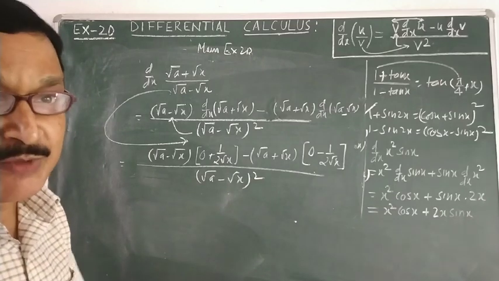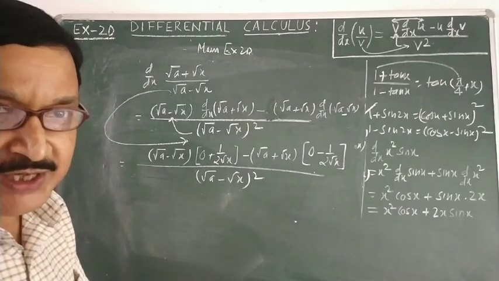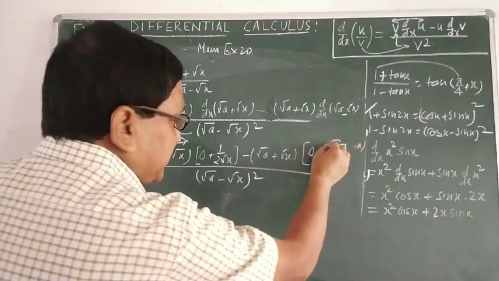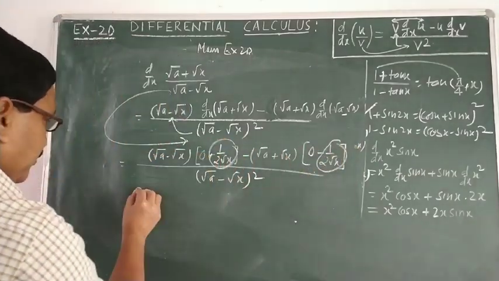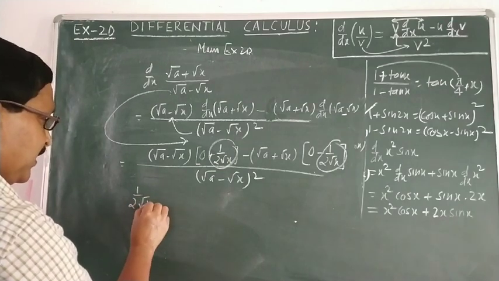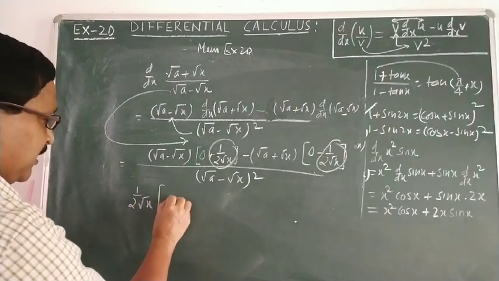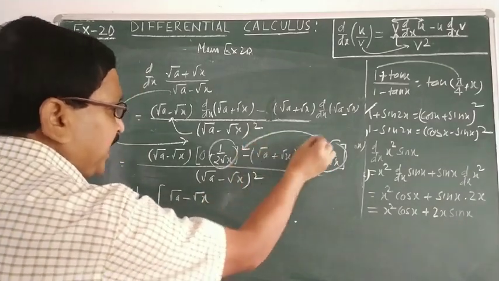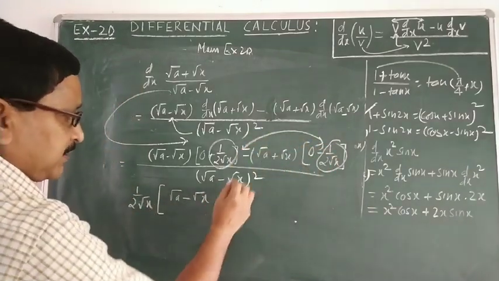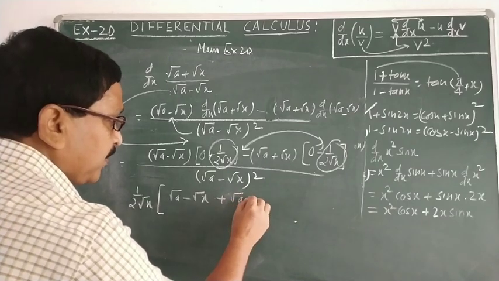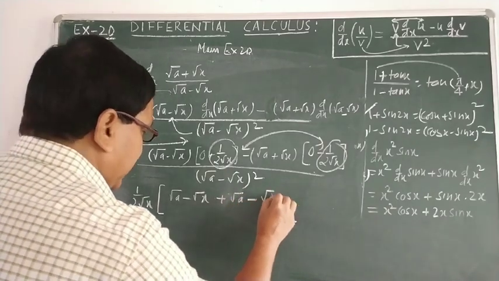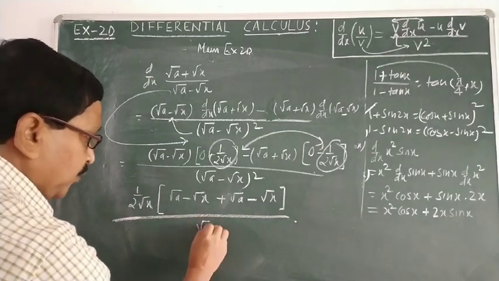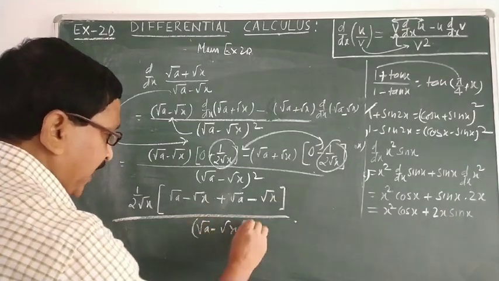Now there is a system of taking common. If you are not taking common, you will face unnecessary difficulty. So 1 by 2 root x is taken common. So we are left with root a minus root x, and this minus minus becomes plus, so plus root a minus root x, by root a minus root x whole square.